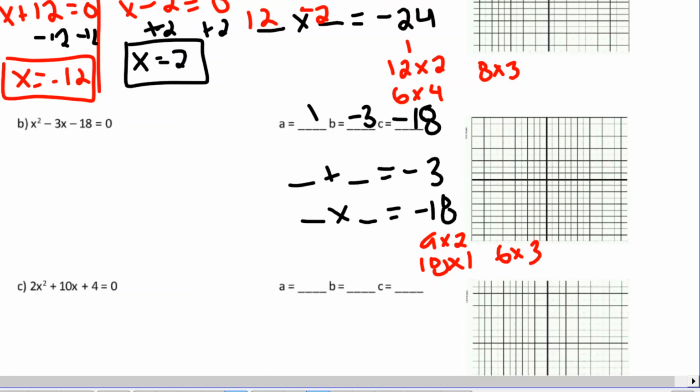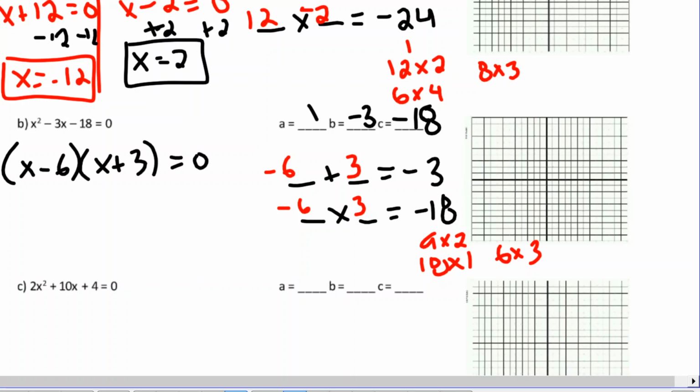Right. Well, again, because I have a negative product, if I make one of these terms negative and the other term positive, I satisfy both of these equations. So those are my factors, my second term of each factor, x minus 6, x plus 3. Right, and it's still equal to 0. All I did was factor the left side. I now say what x value solves each of these binomial factors.